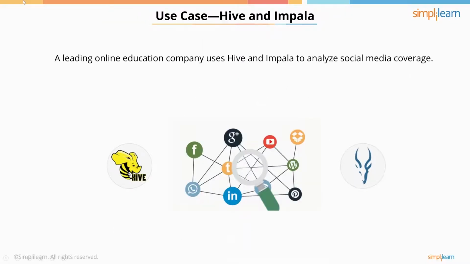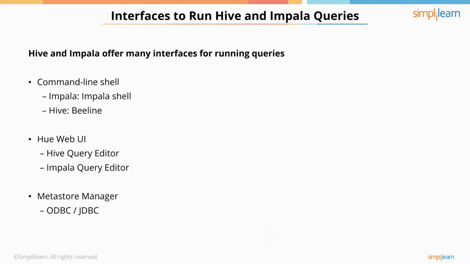Let's consider a use case. An education company uses Hive and Impala to analyze social media coverage, and they look for neutral, positive, or negative reviews and rank them as such.